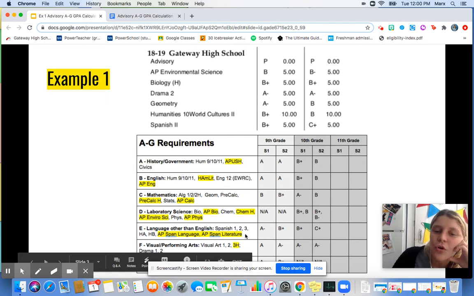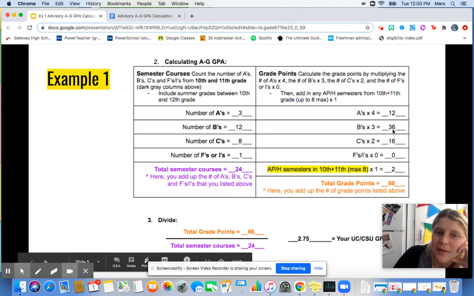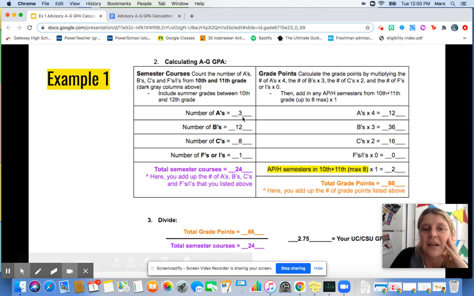So now this full box is filled in, and we have all the grades in A through G classes that they got in 9th, 10th, and 11th, and we're going to look at just 10th and 11th to calculate their A through G GPA. So this student, if you look back at the images, they got 3 A's, 12 B's, 8 C's, and 1 incomplete. And again, that's just in 10th and 11th, so not including their 9th grade grades. We're going to add up all of those grades, and that's a total of 24 semester courses that are going to factor in. And again, 24 courses from 10th and 11th grade only.